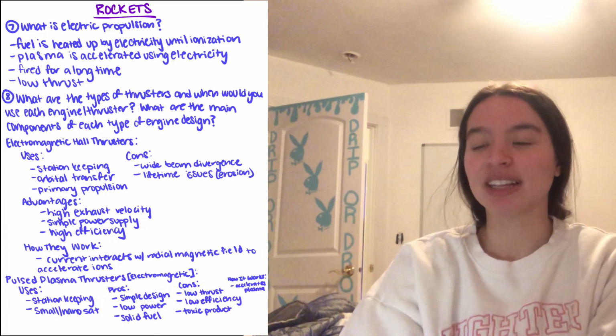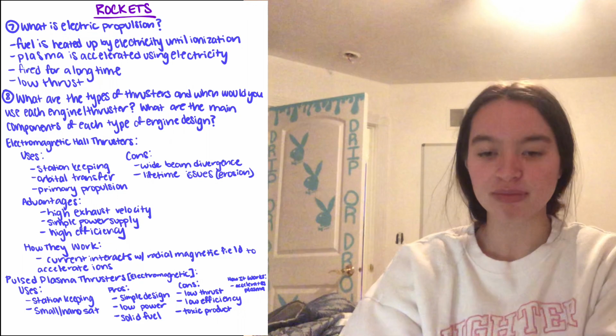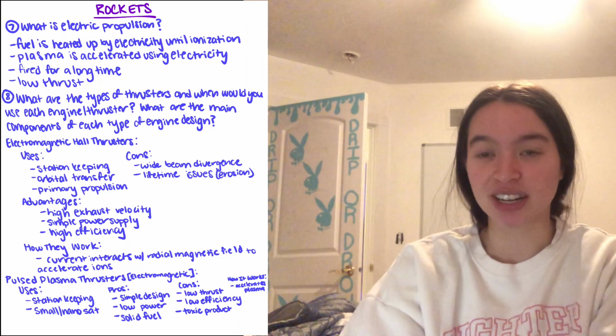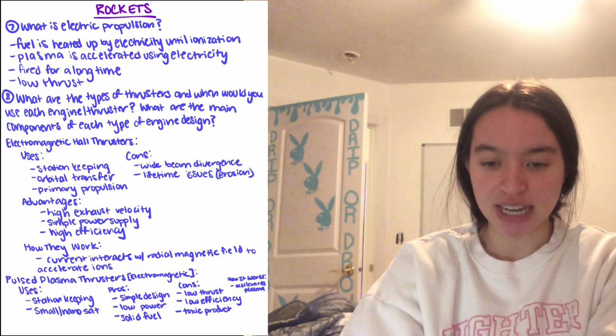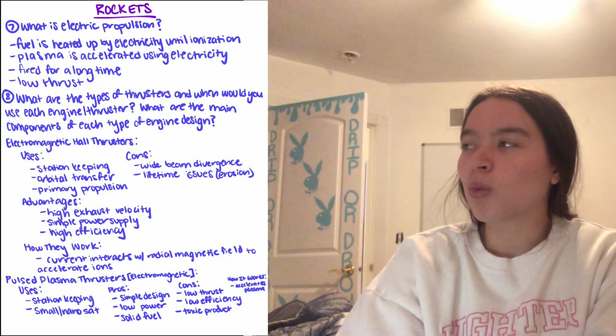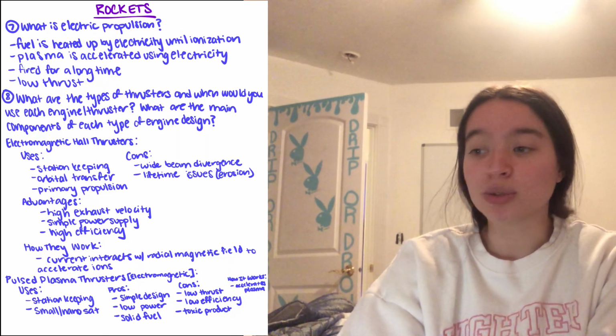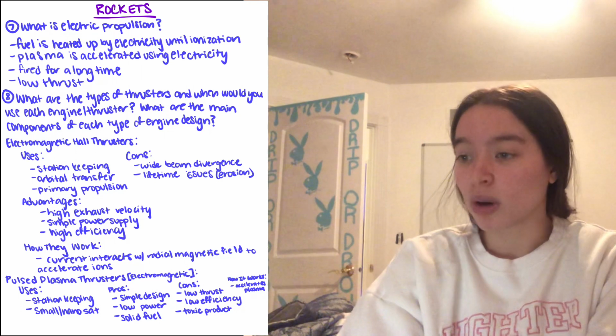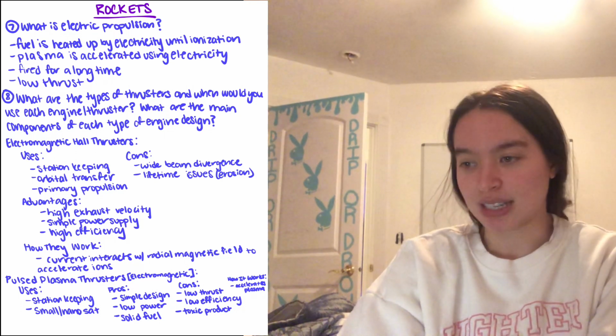So again, next question, what is electric propulsion? Fuel is heated by electricity until ionization. Plasma is accelerated using electricity. It's fired for a long time and it has a low thrust. Next question, what are the types of thrusters and when would you use each engine and thruster? What are the main components of each type of engine design?